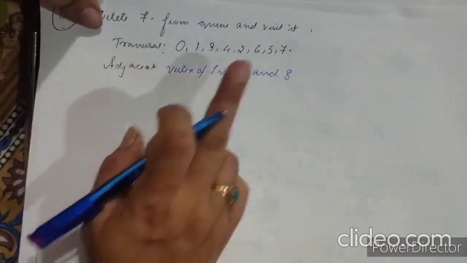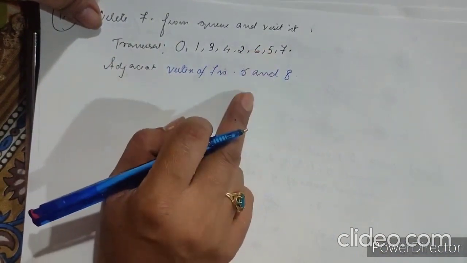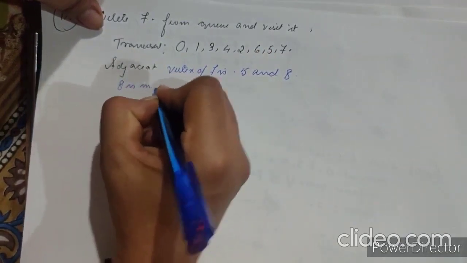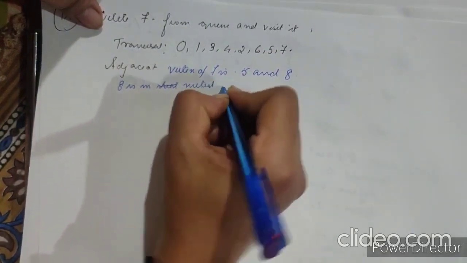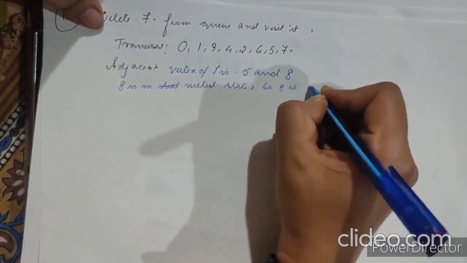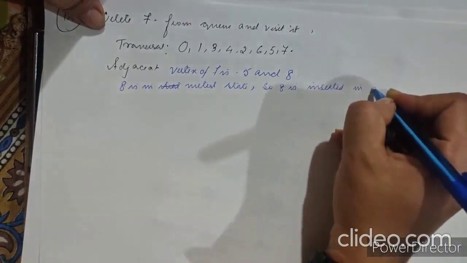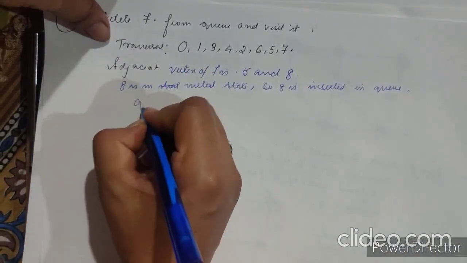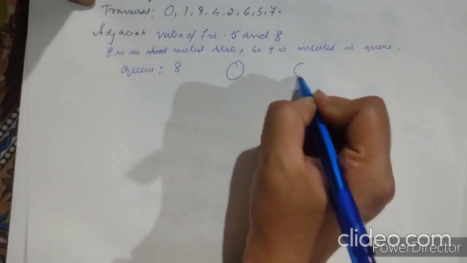Now 5 is already visited, so no need to insert. What about 8? 8 is in the initial state. So 8 is inserted in the queue. Right? So your queue will be 8. How will the graph look like?